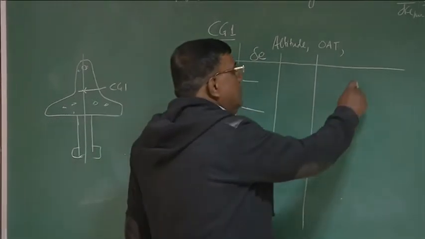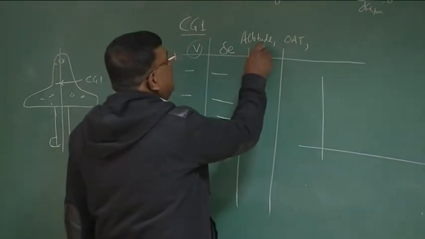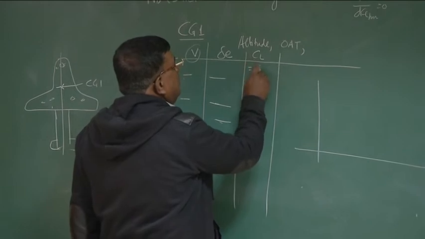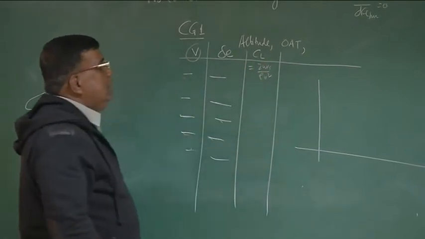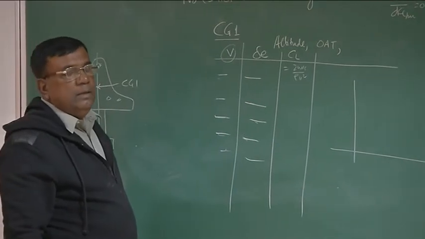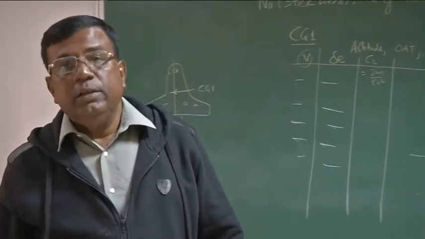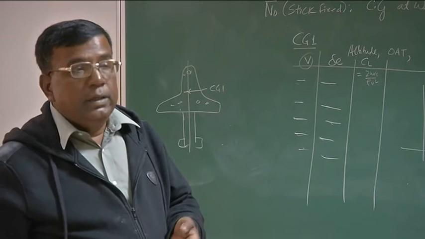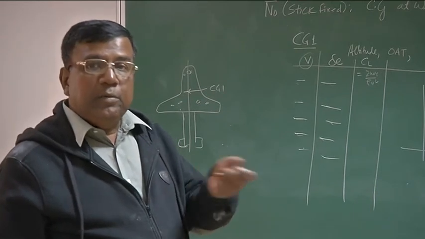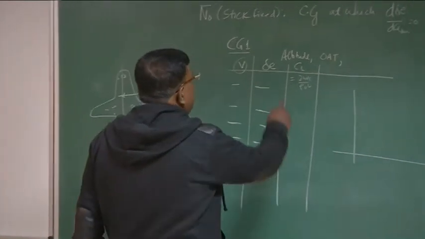Then what I do? I convert V to CL, which should be equal to 2W by S rho V square. I can measure the weight of the airplane. I take the weight of the airplane on the ground, with passengers, and then I know what the fuel consumption is. I take a stopwatch, see how much time is consumed, subtract that much fuel, and I get the average weight. So I can easily calculate CL.